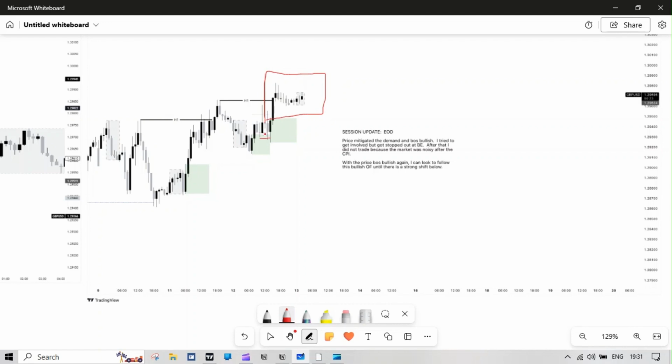But when you reanalyze, you saw that H1 actually was bullish, so I must continue to look for longs. But that's a thing for the next day. So what happened on the next day? Let's see.